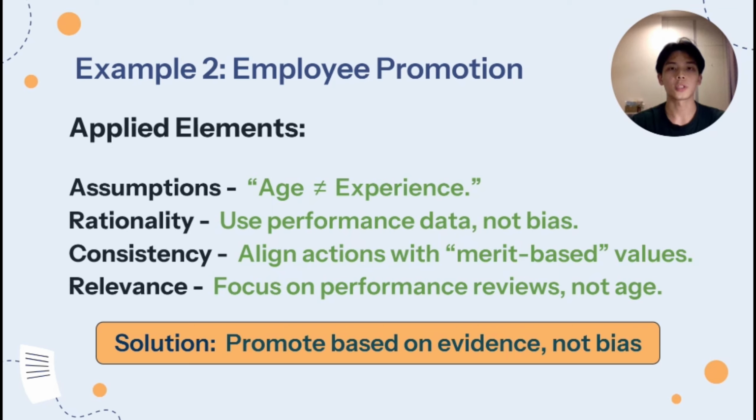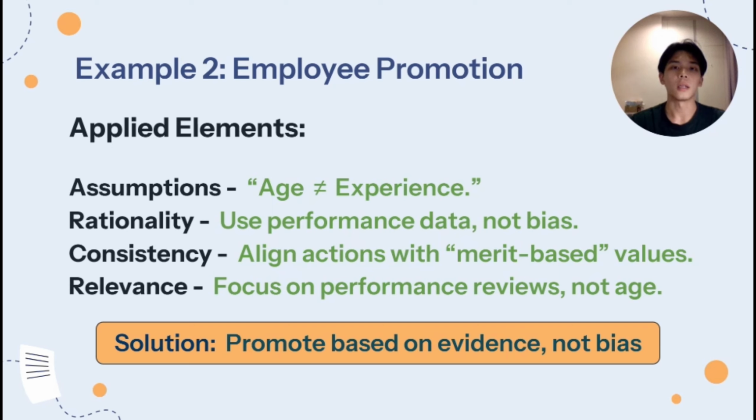First, instead of judging a person's experience based only on their age, the decision maker should use performance data as proof of their skills and achievements. This will remove personal bias and focus on clear, measurable factors like work quality, leadership, and problem-solving abilities. This will also ensure consistency, as it follows merit-based values, meaning people are promoted for what they have achieved, not just how long they have worked.